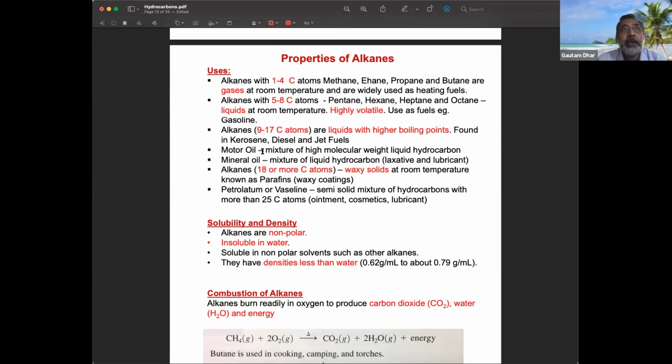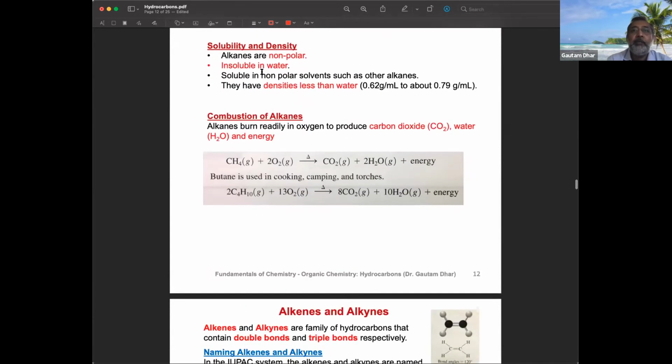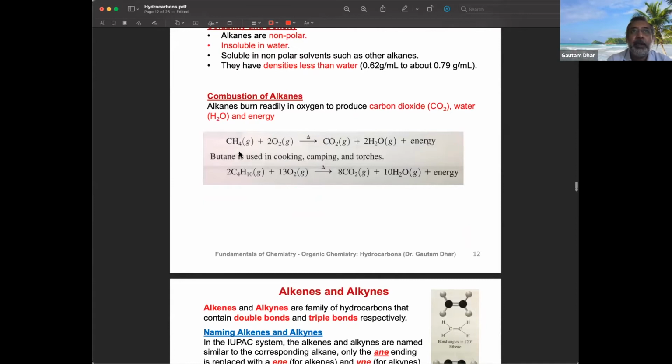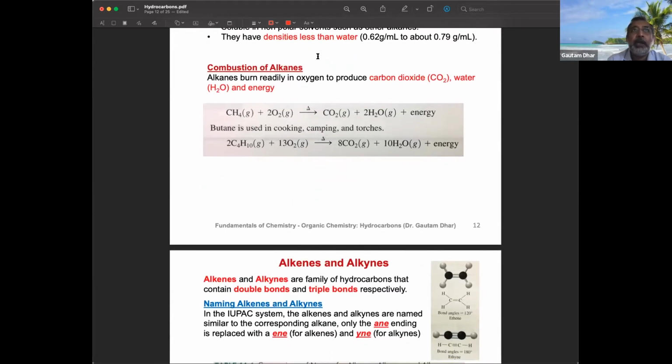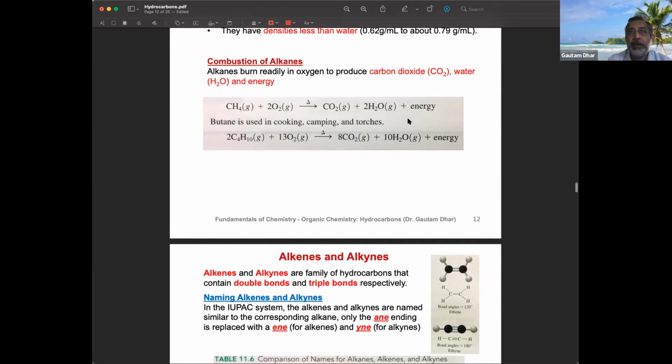Solubility and density: alkanes are nonpolar, insoluble in water, but soluble in nonpolar solvents such as other alkanes. They have densities less than water, so usually oil floats on water. Combustion is the prominent reaction that you see. When hydrocarbons burn, they produce carbon dioxide and water as the only products. We have done the balancing of those, and they always give out energy.